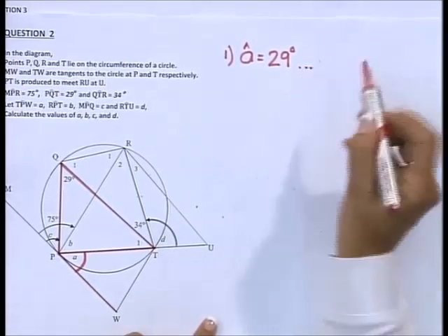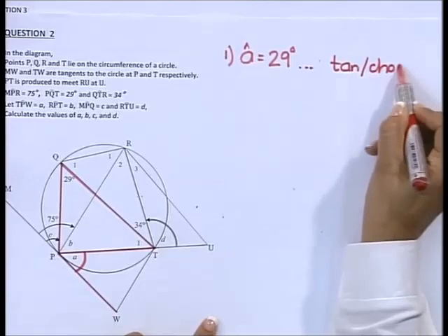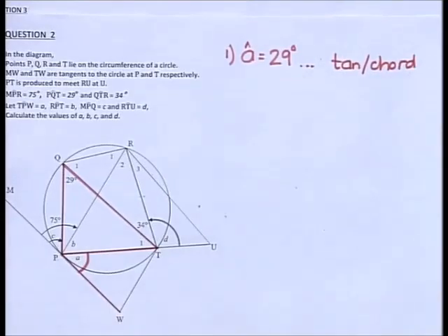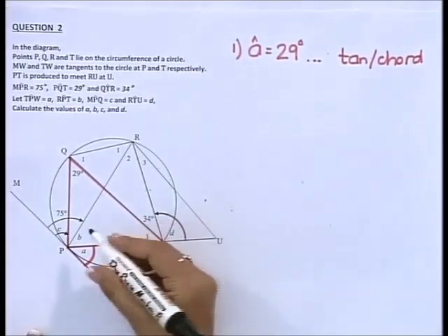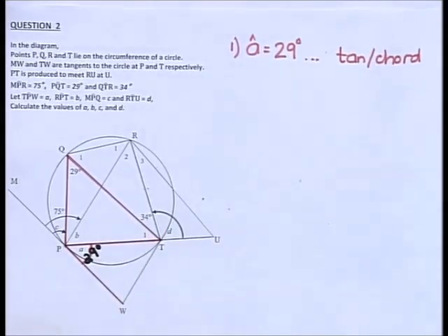So for this reason, matrics, you can just write tan chord. You don't have to give the name of the tangent and you don't have to give the name of the chord. But look what I do, grade 12s. The minute I have the size of angle A, I put it on my sketch because it might help me for my next question. Angle A is 29.